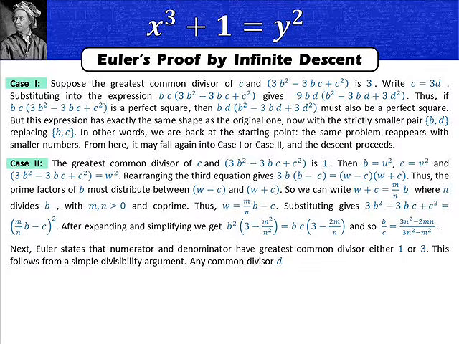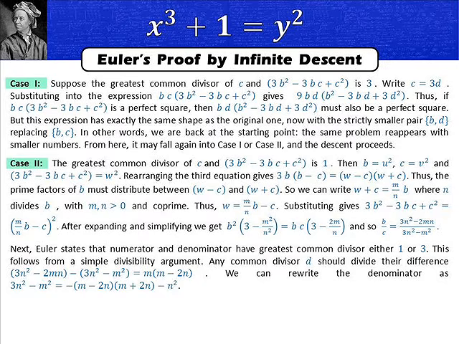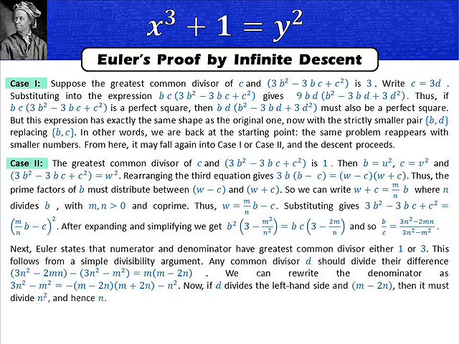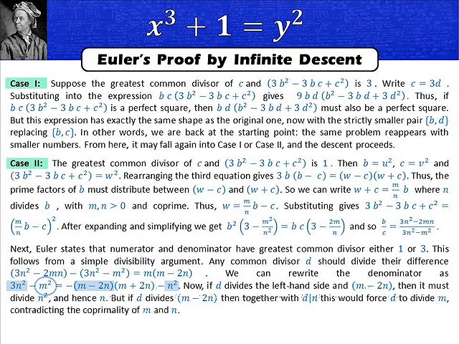Any common divisor d should divide the difference, m times m minus 2n. We can rewrite the denominator as minus m minus 2n times m plus 2n minus n squared. Now, if d divides the left-hand side and m minus 2n, then it must divide n squared and hence n. But if d divides m minus 2n, then together with n being divisible by d, this would force d to divide m, contradicting the coprimality of m and n.